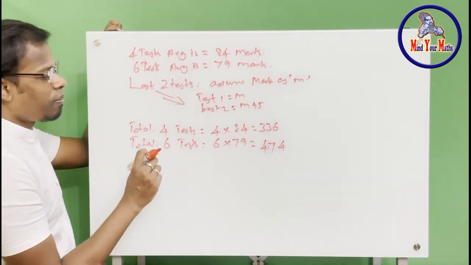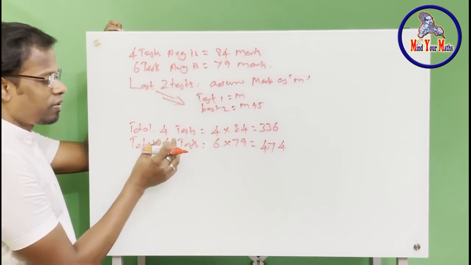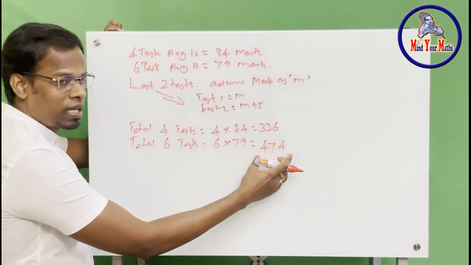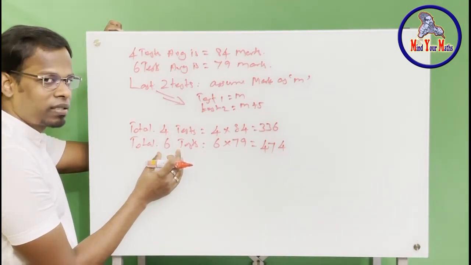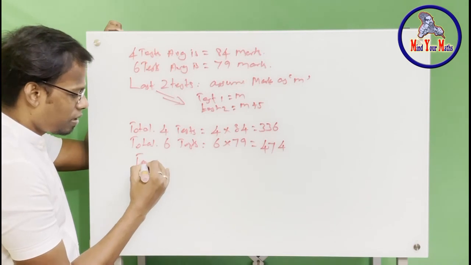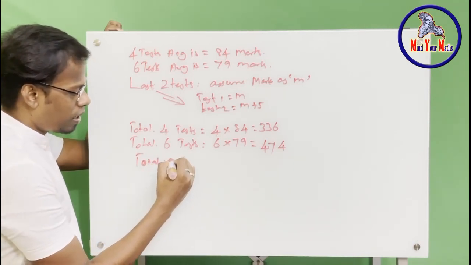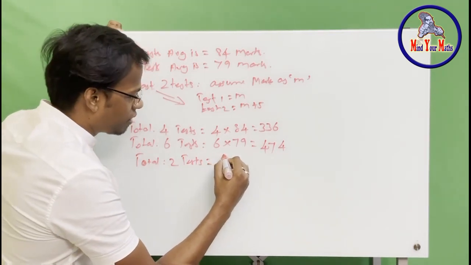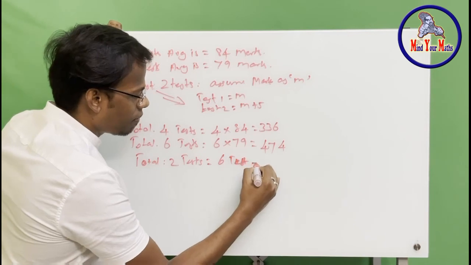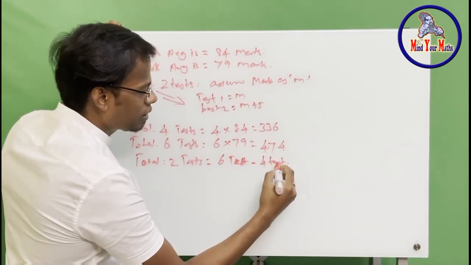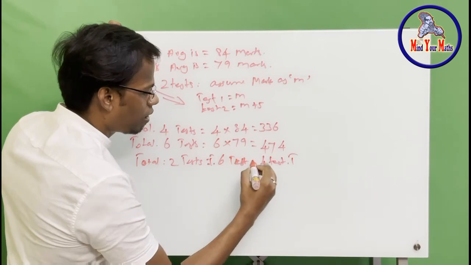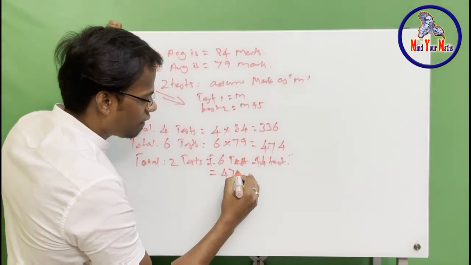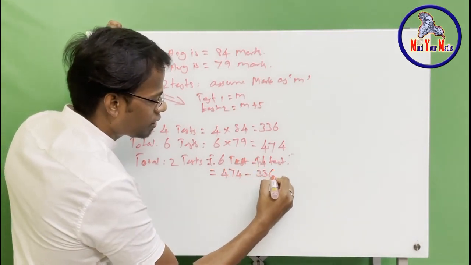So now the marks for the additional 2 tests. For 4 tests he got this much, and for 6 tests he got this much. Then what will be the 2 tests' marks? What do we need to do for that? Total for 2 tests. Yes, very good. 6 tests minus 4 tests, the total, which is 474 minus 336.